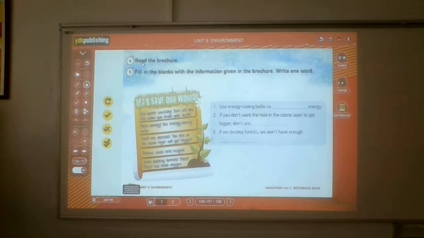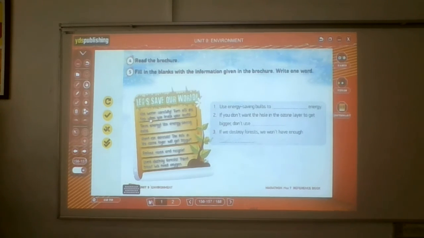Read the brochure. Fill in the blanks with the information given in the brochure. Write one word, just one word. Let's save our world. Yes, please, but then you have to read this brochure first, okay? Let's save our world. Use water carefully.